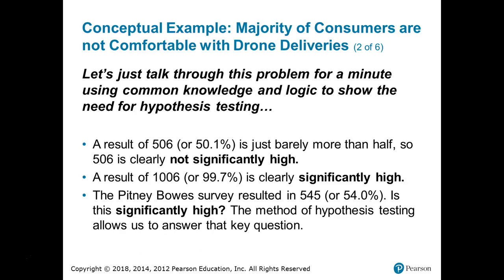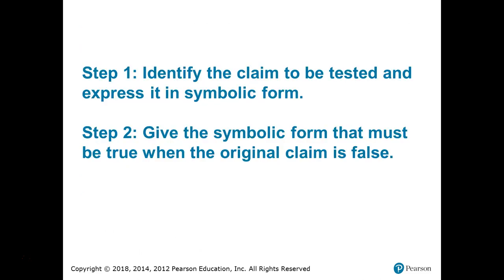Conversely, what if 1,006 people, or 99.7% of the population, said, no, I don't want drones? You would be comfortable saying, okay, that's clearly significantly high. We can say that more than half the population would not want that. But what if you're somewhere in the middle? This survey that was conducted said 545, or 54% of people, said no. Is this significantly high? I don't know. It may be. That's why we need hypothesis testing. That allows us to answer that key question.